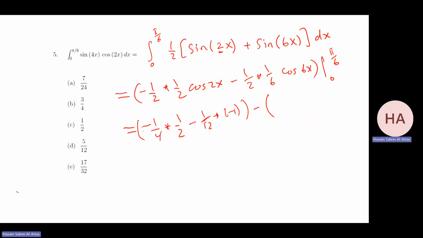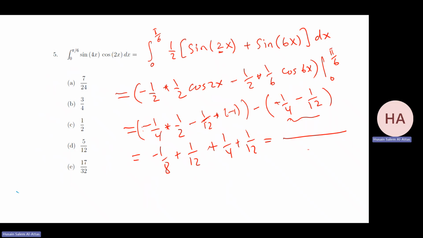Minus. Now when I apply the 0, I have -1 over 4, cosine 0 is 1, -1 over 12. Now I need to do this expression. I have -1 over 8 plus 1 over 12 minus, this is -1 over 4. Now let me change it. That will be plus 1 over 4 plus 1 over 12.